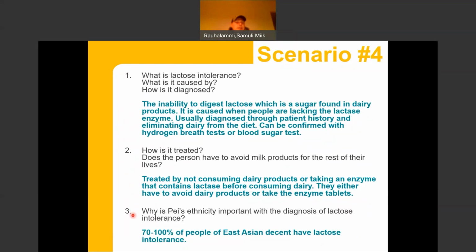The ethnicity was important in this case because it turns out that anywhere from 70 to almost 100% of people from East Asian background tend to be lactose intolerant. So lactose intolerance is one of those things that's very regionally dependent, depends on your ethnicity and the genetic characteristics that are common within that area.